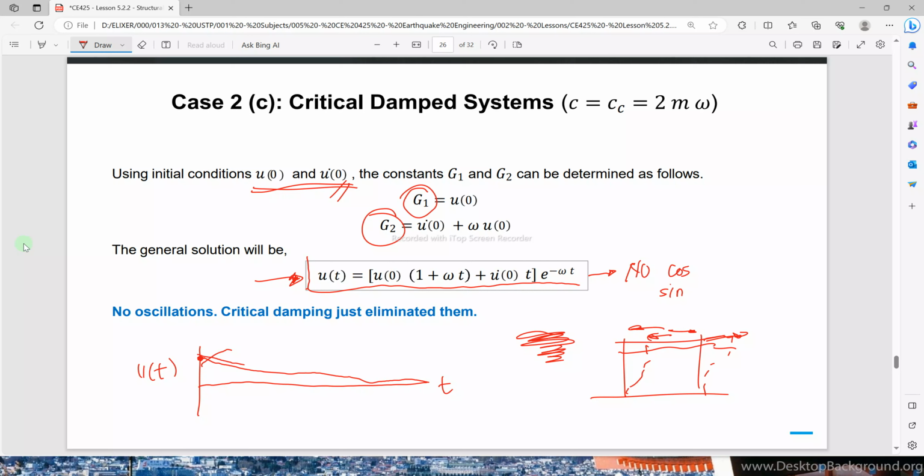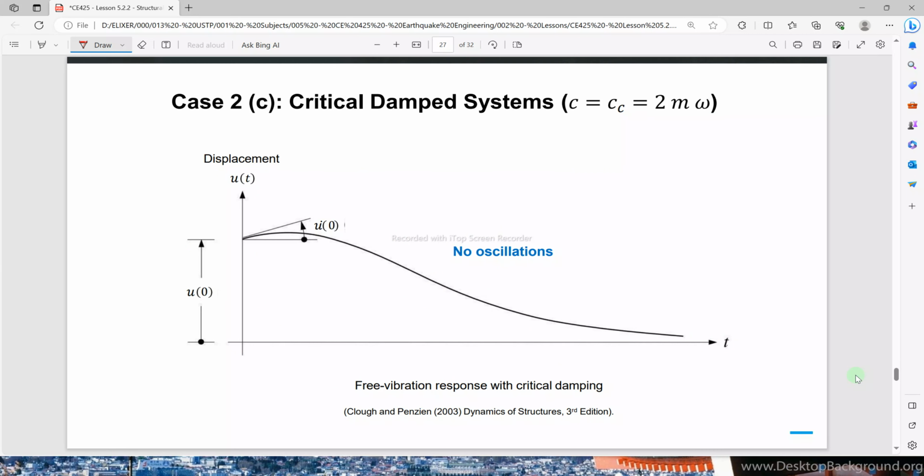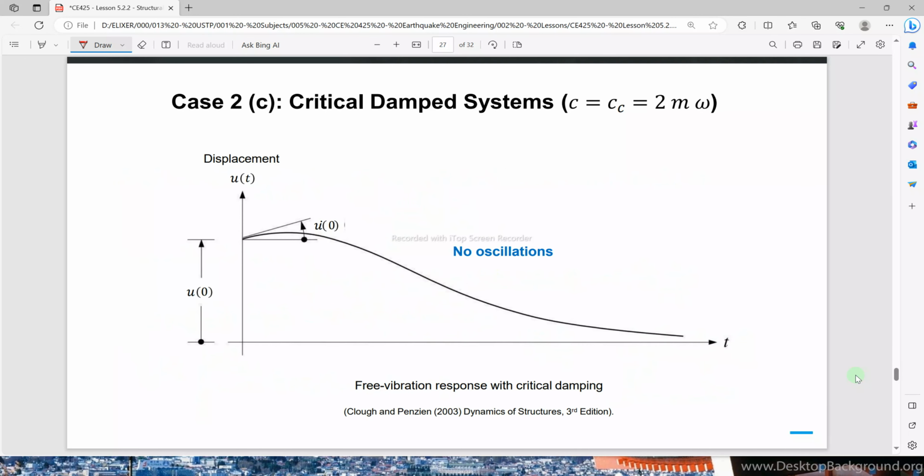So this happens when your damping is equal to the critical damping and your damping factor is equal to 1. So this is a critically damped system. There is no oscillation. The critical damping just eliminated them. So here we have a graph.